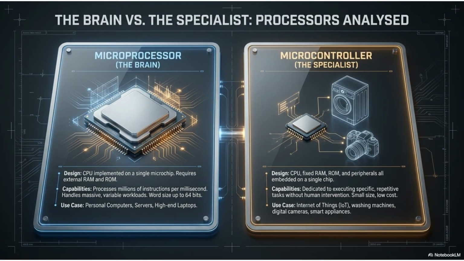We distinguish between two types of processors, the microprocessor and the microcontroller. While the microprocessor acts as a powerful general-purpose engine, the microcontroller is designed for specific, repetitive functions in devices like appliances and IoT hardware.